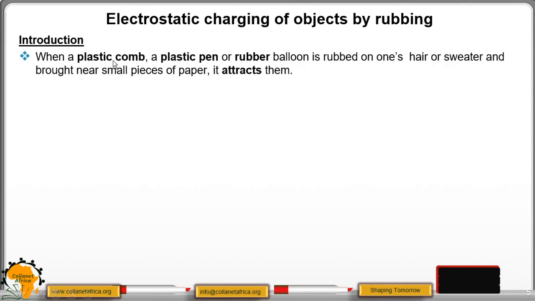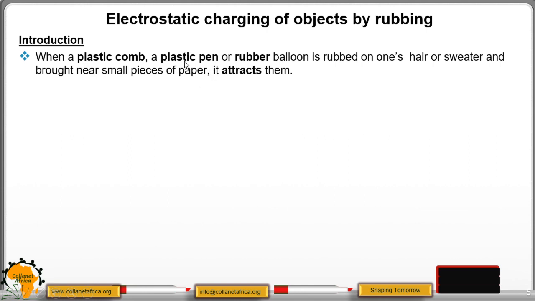You are supposed to have a plastic comb or a plastic pen or rubber. Then you cut small pieces of paper and place them on your table. You rub the comb against your hair or sweater, and then you bring it closer to the small pieces of paper and observe what will happen.